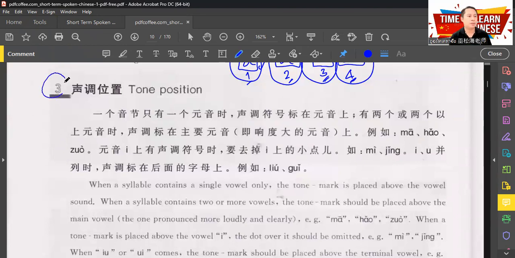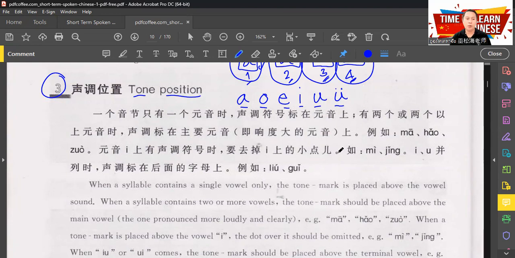For the third part, tone position. Normally, when we say the finals, we will start from a. a is a. The second one is o. The third one is e, i is i, u is u, and ü is ü. Again, please. a, o, e, i, u, ü.